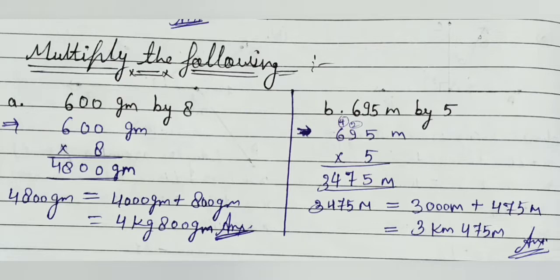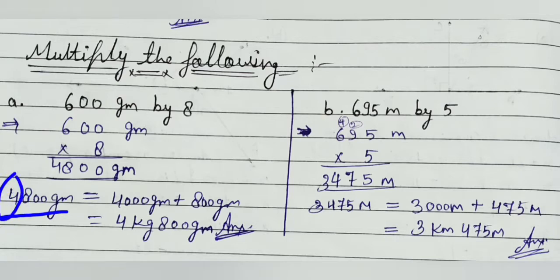Now let's solve it. So when we multiply this 8 by this 0, here 0, and when we multiply this 8 with this 0, here 0, and when we multiply this 8 by this 6, here 48. Is that clear? So this is your answer. You can write your answer in this way, 4800 gram. But we can solve it further, like we can write 4800 gram in this way.